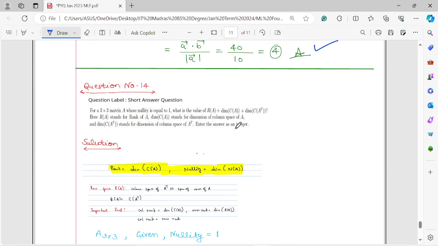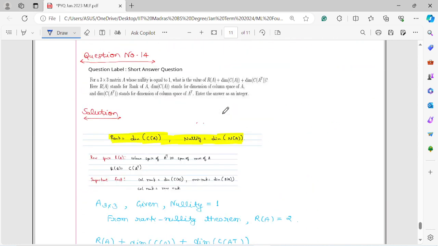So let us proceed with question number 14, which is the last question. For a 3 cross 3 matrix A whose nullity is equal to 1, what is the value of the rank of A plus the dimension of the column space of A plus the dimension of the column space of A transpose? Here RA stands for rank of A, CA stands for dimension of the column space of A, and the last is the dimension of the column space of A transpose.